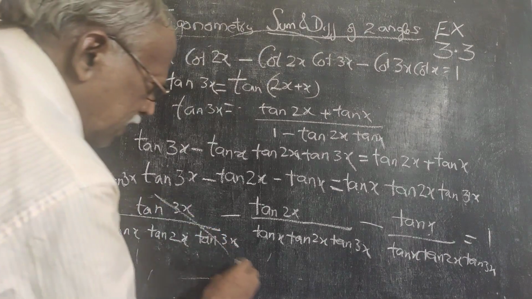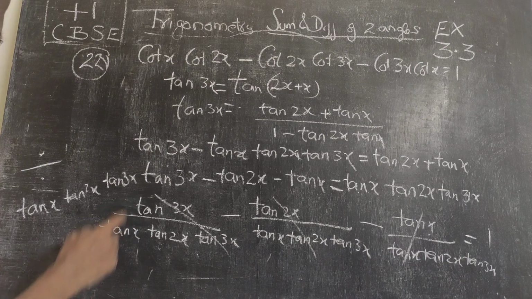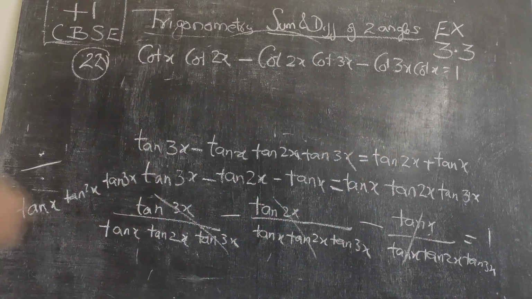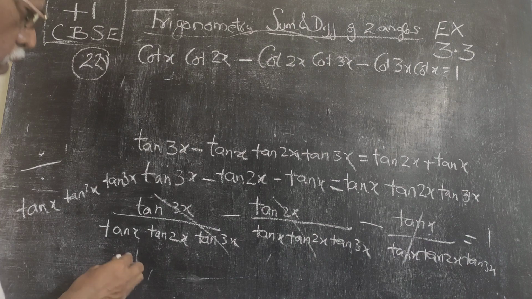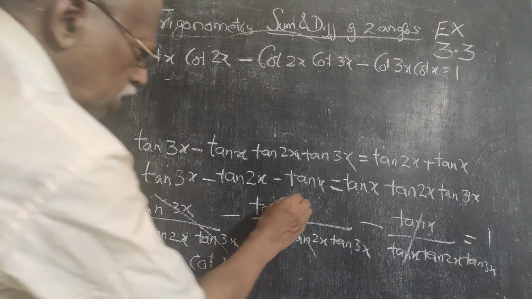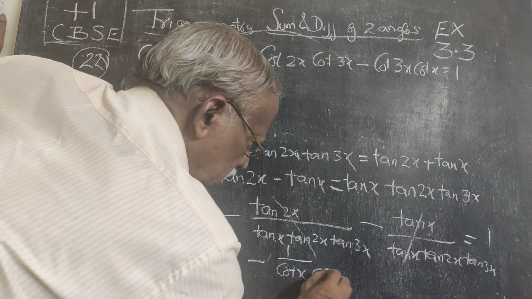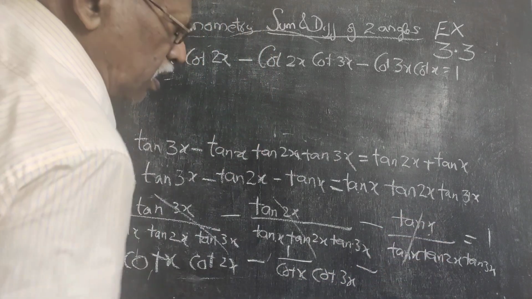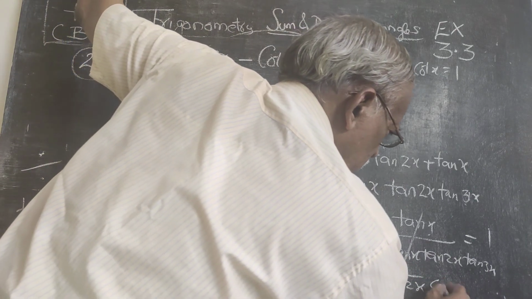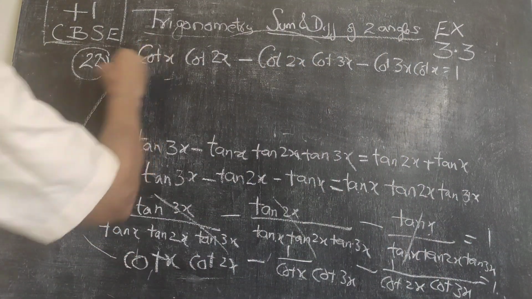The result is that this gets cancelled and this gets cancelled and this gets cancelled. So what is left out? 1 by tan x and tan 2x. 1 by tan x and tan 2x is cot x cot 2x. And what about this one? 1 by tan x into tan 3x. So that is cot x cot 3x. What about here? Tan 2x and tan 3x in the denominator. Therefore, this becomes cot 2x cot 3x, equal to 1. That's what you have to prove.